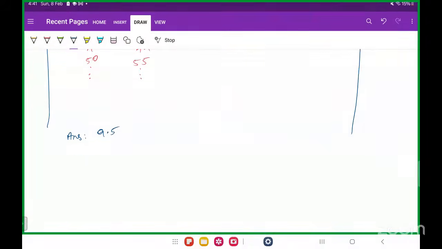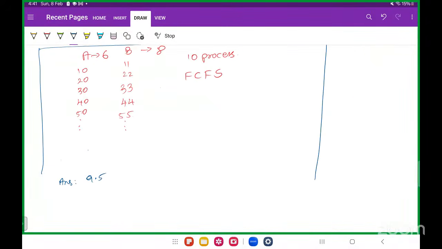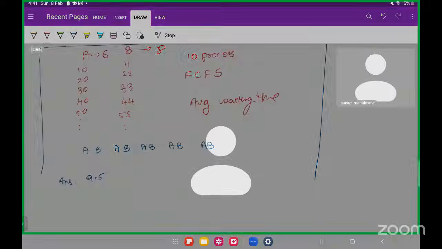Process scheduling related question, where there are 5 occurrences of A and 5 occurrences of C, and A and C are coming alternately. The A arrival times are given as 10, 20, 30, 40, 50. The C arrival times are given as the 11 table: 11, 22, 33, 44, 55. Each A will take 6 units of time, and each C will take 8 units of time. They ask for FCFS, the average waiting time. After solving, that is 9.5.